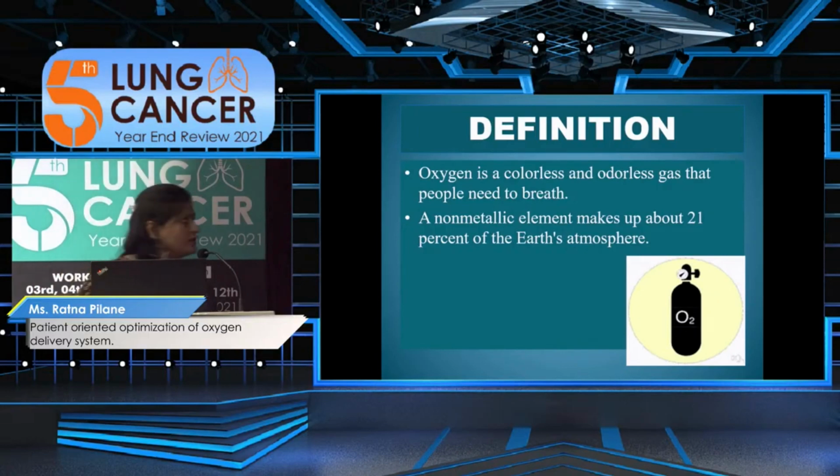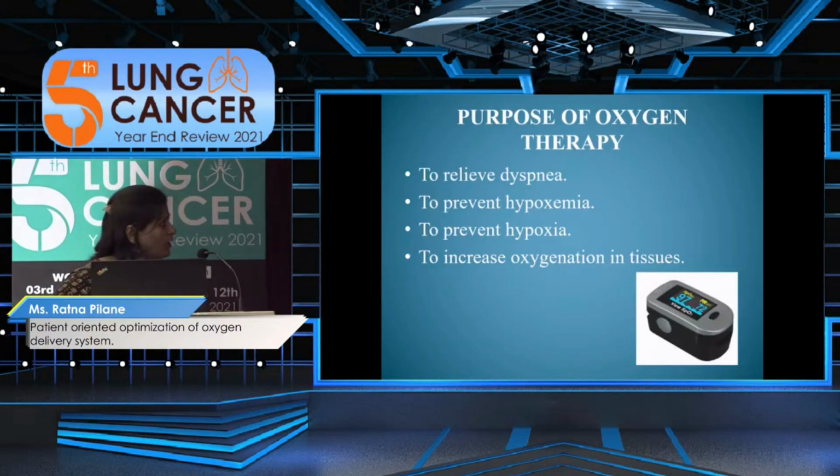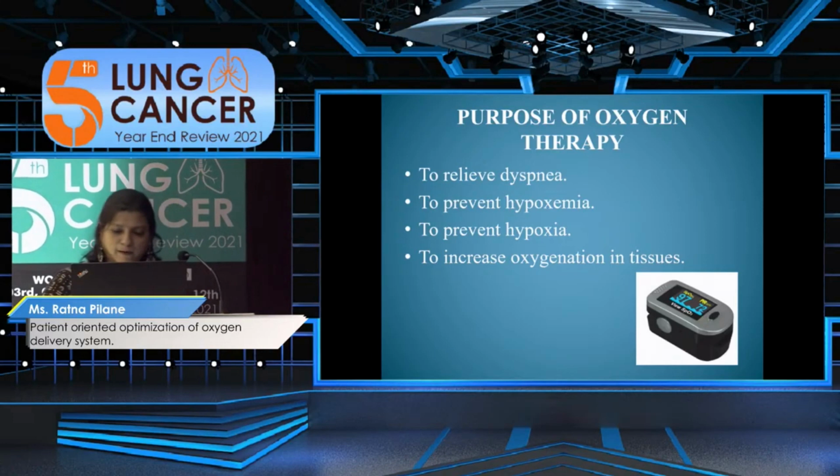Then definition. Oxygen is a colorless and odorless gas that all living organelles need to breathe. It's a non-metallic element which is present at 21% in the earth's atmosphere. So what are the purposes of oxygen? Oxygen therapy is to relieve dyspnea, that is labored breathing or shortness of breath, and to prevent hypoxemia. Hypoxemia is a decreased oxygen level in the blood, and hypoxia is a decreased oxygen level in the tissue. Once the oxygen level is decreased in the tissue, we start the oxygen to treat the hypoxia.